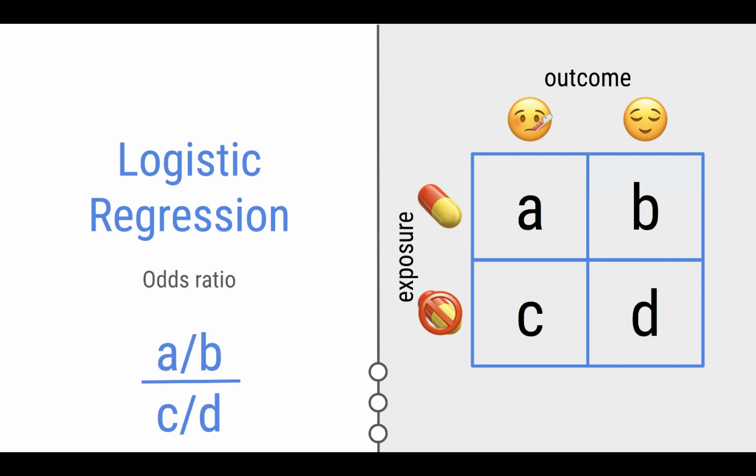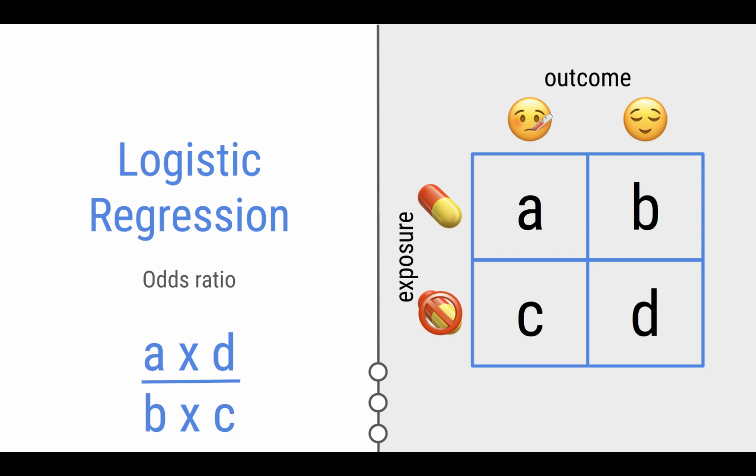The odds ratio then is going to be the odds of the outcome in the exposure group, so A over B, divided by the odds of the outcome in the unexposed group, C over D. This is mathematically equivalent to A over C over B over D, and it's also mathematically equivalent to A times D over B times C. If you're looking at these 2x2 tables, you might see it written a couple of different ways, but these all mathematically will end up giving you the same answer.